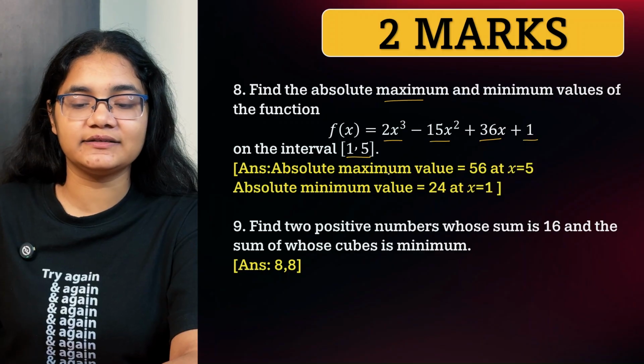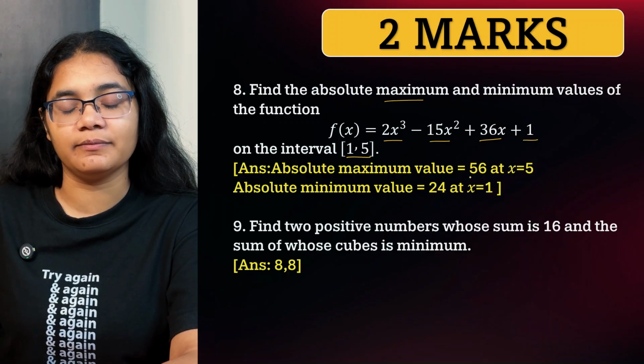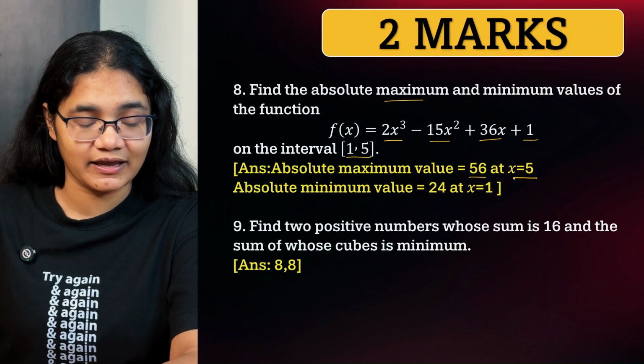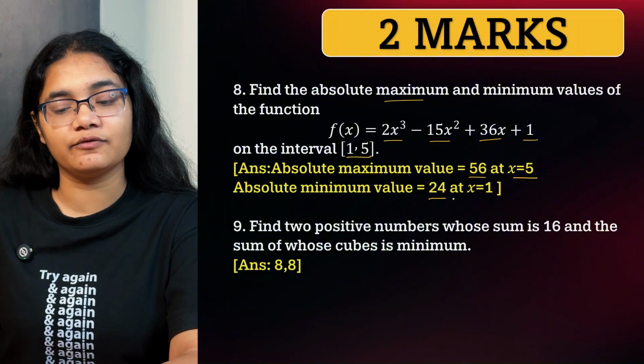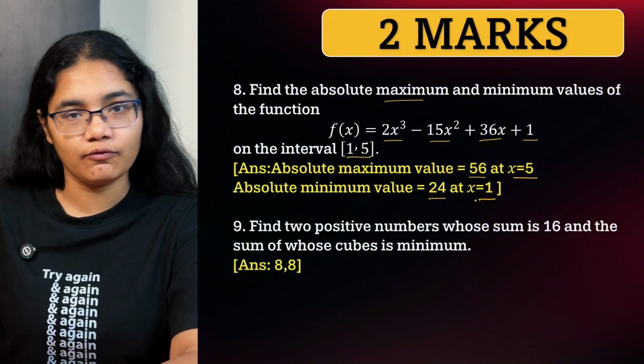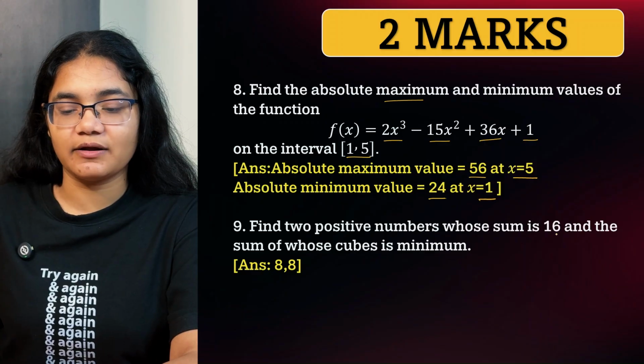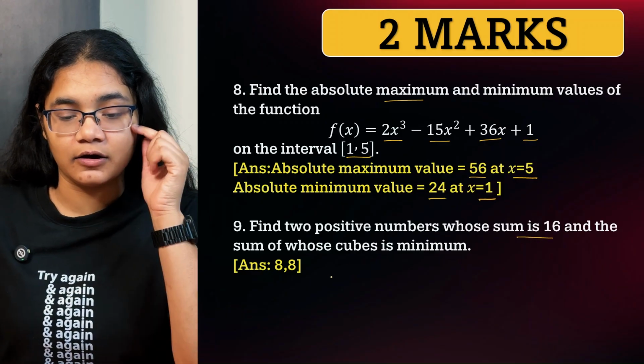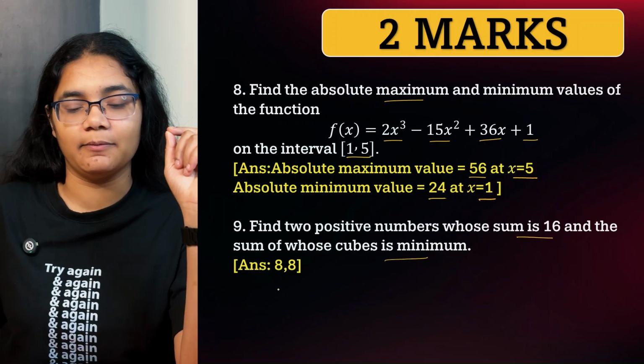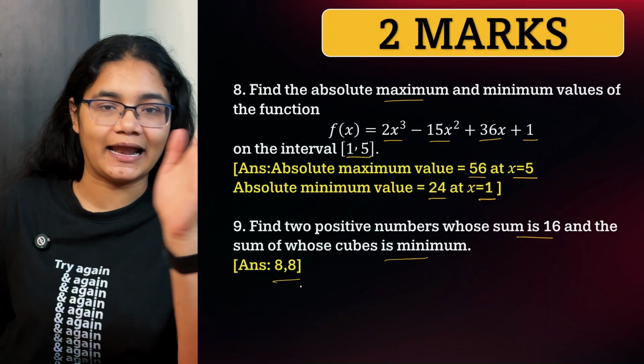So if you calculate this, the absolute maximum value will be 56 at x equal to 5 and the absolute minimum value will be 24 at x equal to 1. Next, find two positive numbers whose sum is 16 and the sum of whose cubes is minimum. Okay, so the answer for this one is 8 and 8.